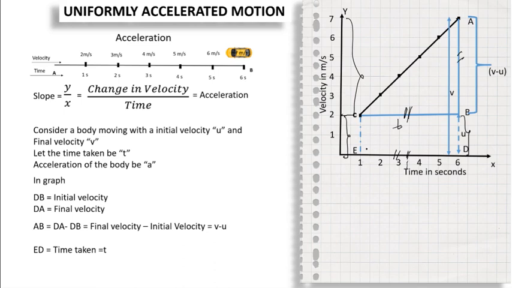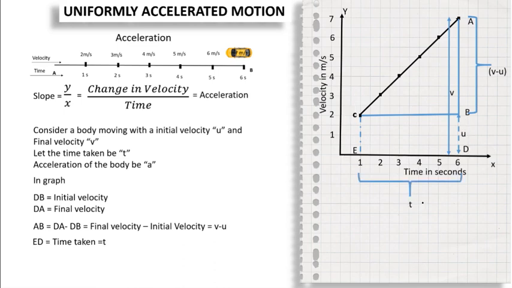Now since ED is representing t, our main equation comes here. By definition, what is acceleration? Acceleration is nothing but the slope. Slope of what? Velocity time graph. So by definition we can write slope of velocity versus time graph is nothing but acceleration.